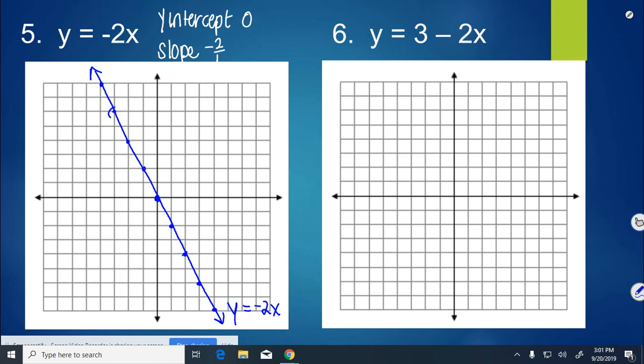So if I take a look at this one right here, that is point (-3, 6). Let's make sure I did that right this time. Yep, it is definitely 6. So if I plug that in, 6 equals -2 times -3, and that is correct. So we know it is a solution to the line.